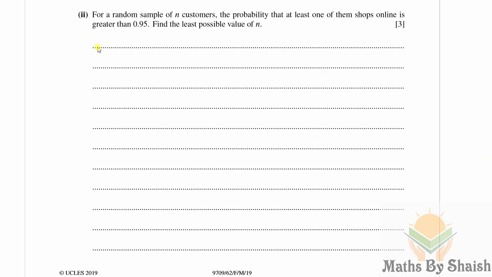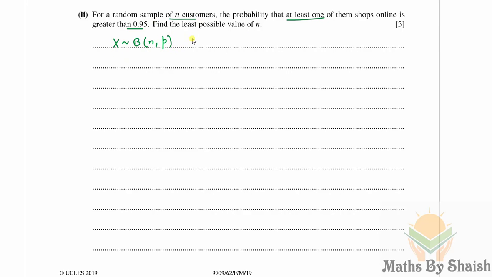Here's the second part. For a random sample of n customers, the probability that at least one of them shops online is greater than 0.95. Find the least possible value of n. So this data we can write, because we know that it is binomial, so it is going to be binomial of parameter n, and the success probability is 0.35 still, but n we need to find.